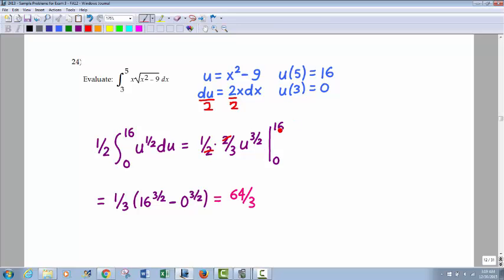We plug 16 in there. 16 to the 3/2. And of course you can do it in a calculator, but the square root of 16 is 4. 4 cubed is 64. Of course, zero to anything will be zero. So you have 1/3 times 64. So you would have 64 thirds as your answer.